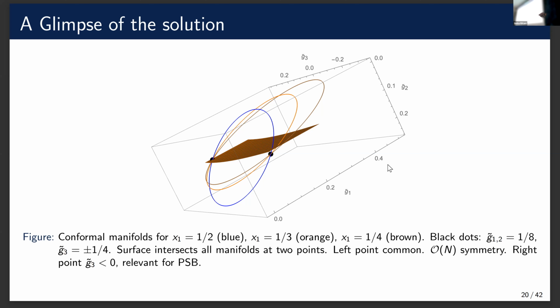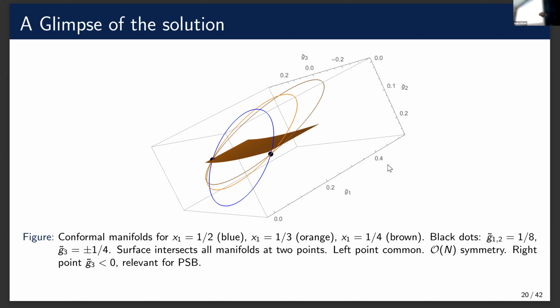Okay, and this orange sheet that you see is the surface corresponding to the constraint equation. And the intersection between these two is going to tell you which points on this conformal manifold survive 1 over n corrections. Okay, there is one point that survives always. This is the ON fixed point.